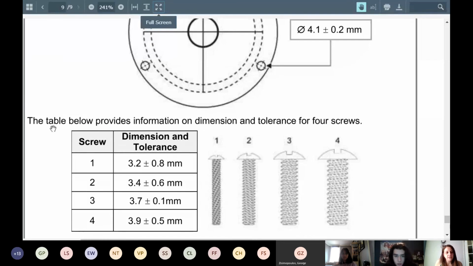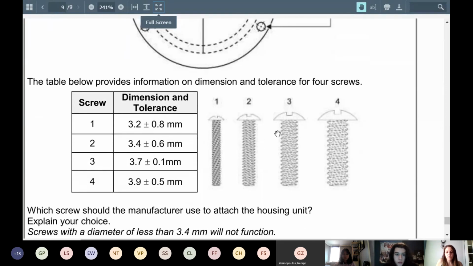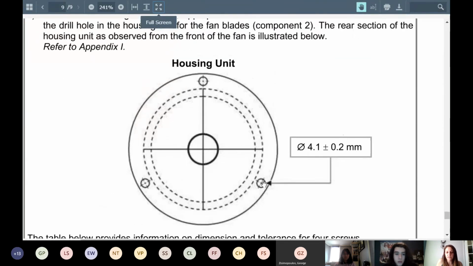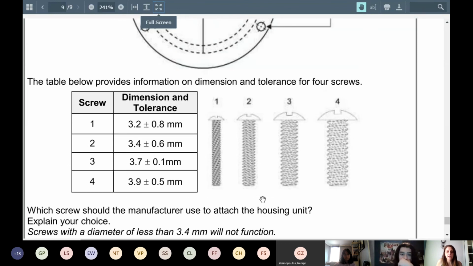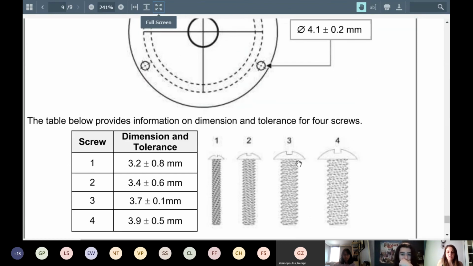Now it says, the table below provides information on dimension and tolerance for 4 screws. You have to choose which one of these screws is the proper one to fit inside this hole. Then it says, which screw should the manufacturer use to attach the housing unit? Explain your choice. Screws with a diameter less than 3.4 will not function. So you have to figure out which one of these 4 is a proper screw to fit in the hole.